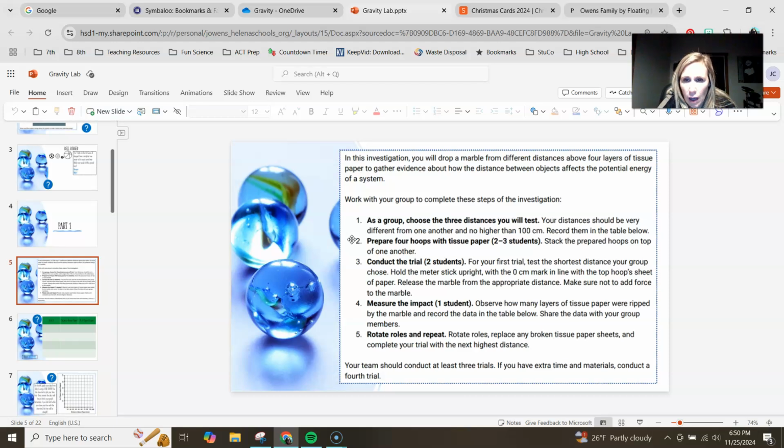Conduct the trial. For your first test, test the shortest distance your group chose. Hold the meter stick upright with the 0 centimeter mark in line with the top hoop sheet of paper. Release the marble from the appropriate distance. Make sure not to add force to the marble. Measure the impact, and then observe how many layers of tissue paper were ripped by the marble and record the data in the table below. Share the data with your group members. Rotate roles and repeat. Your team should conduct at least 3 trials. If you have extra time and materials, conduct a 4th trial.